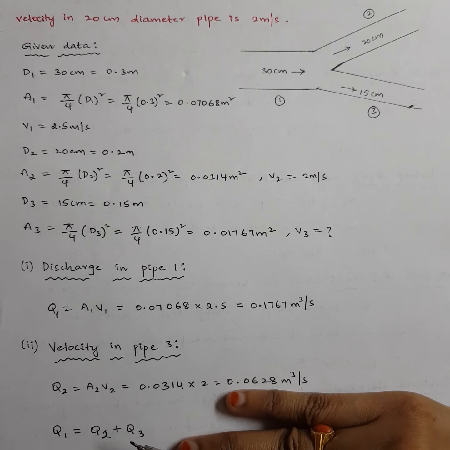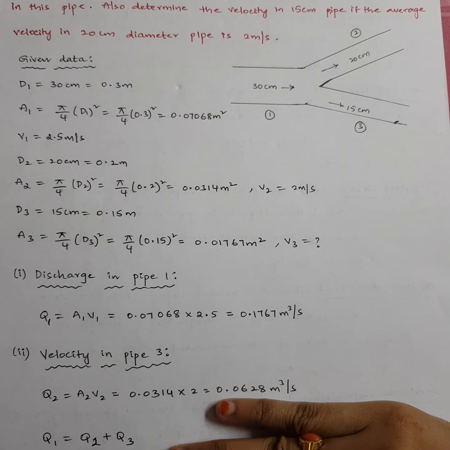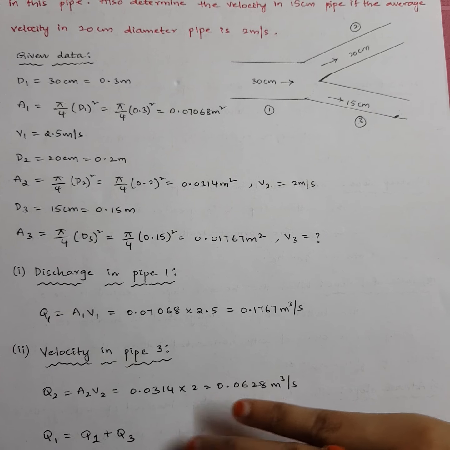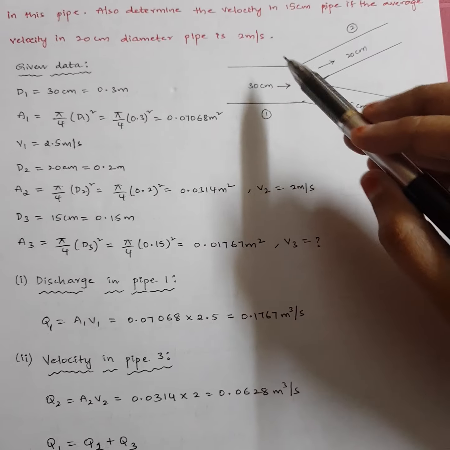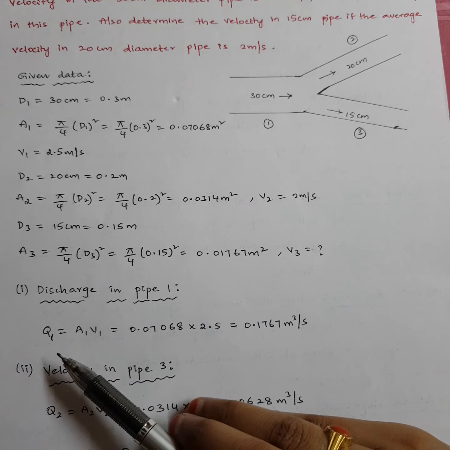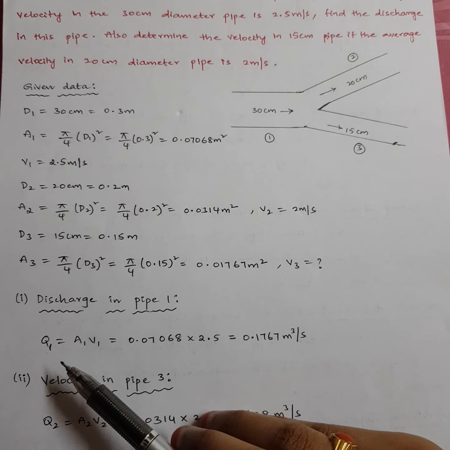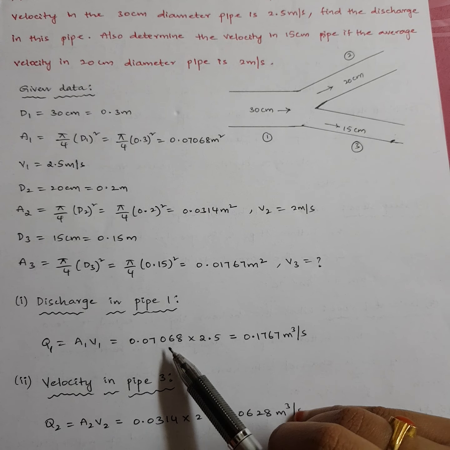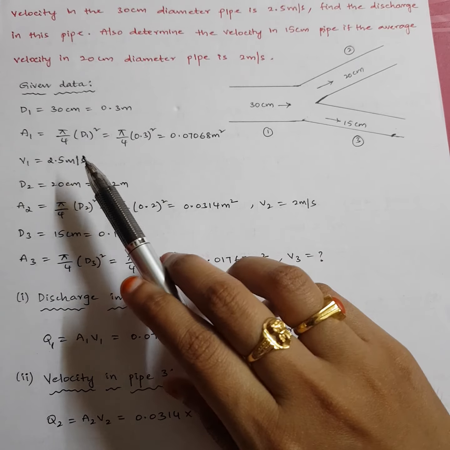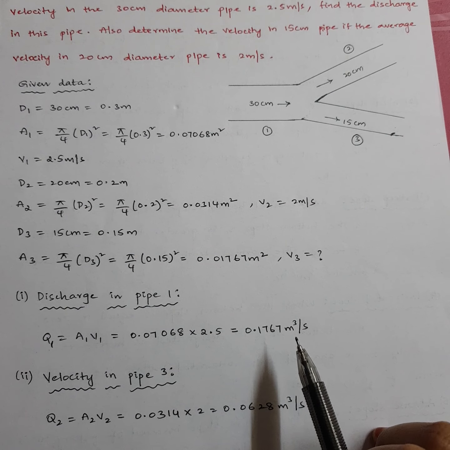Next, what is the first question he asked us? Calculate the discharge in the pipe. So he asked us to calculate the discharge in the 30 centimeter diameter pipe first. So the formula is Q equal to A into V. So Q1, I'm taking it as Q1 because it's the first pipe, A1 V1. Just substitute this area into its velocity 2.5. You'll get Q1.